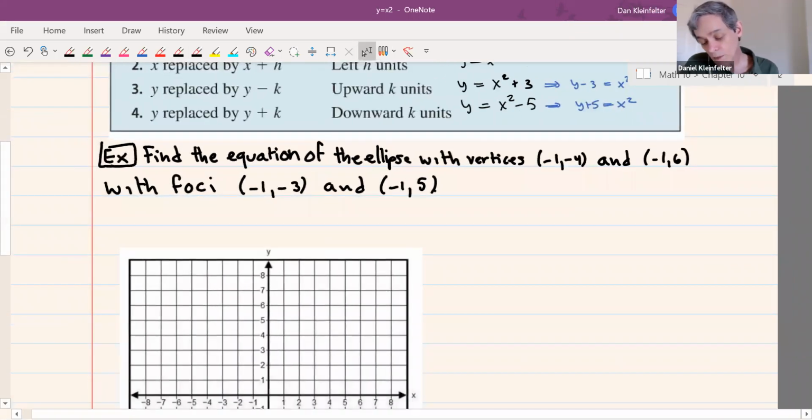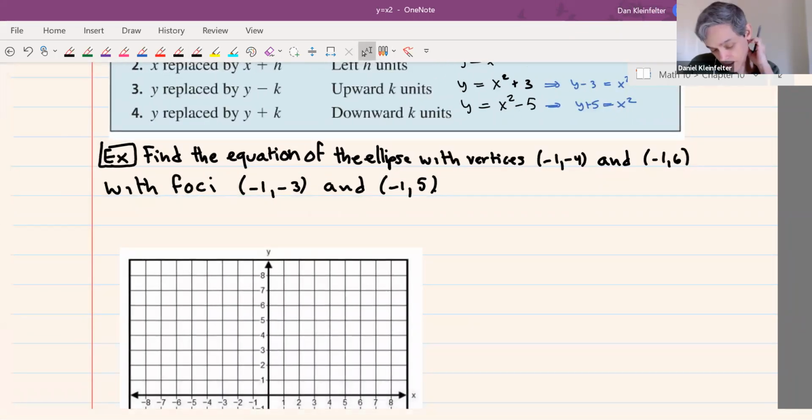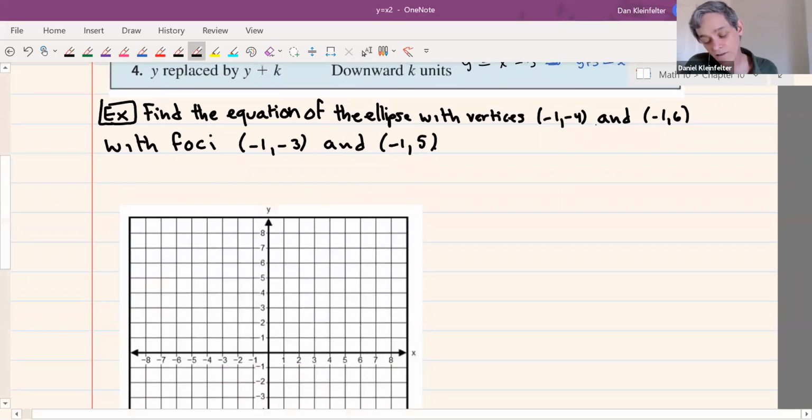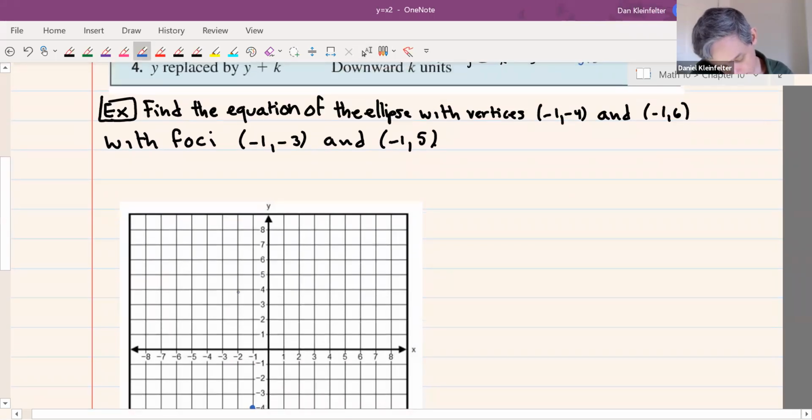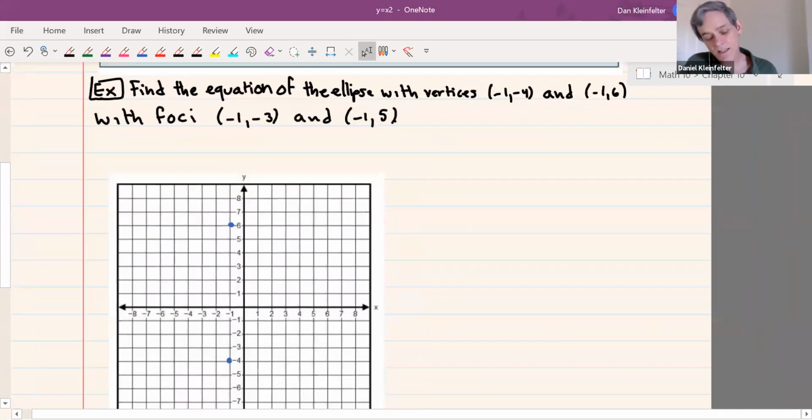Okay, all right, so let's do that. So we want to find the equation of the ellipse. We know the vertices are at (-1, -4) and (-1, 6). So let's go ahead and draw those on first. So (-1, -4) and (-1, 6).